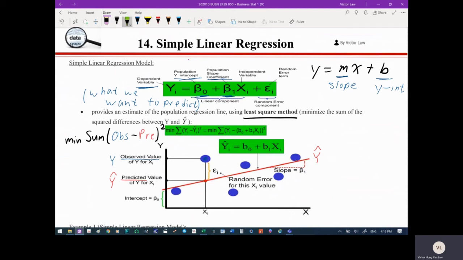When we're minimizing the sum of the square difference between the observed and the predicted, we're trying to minimize the gap between the observed value and the predicted value. For each blue dot, for each observed value, we have a corresponding red line, right? So for each of these blue dots, we have a gap between the blue dot and the red line. And that's what we're trying to do. We're trying to minimize the overall gap.